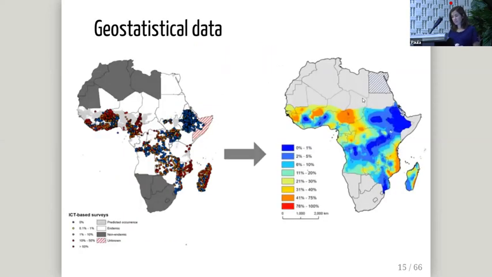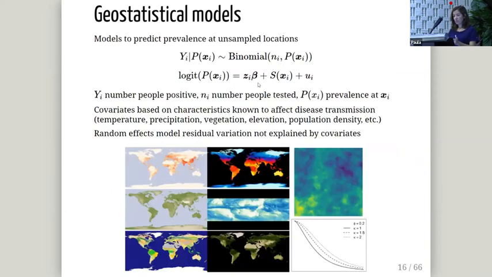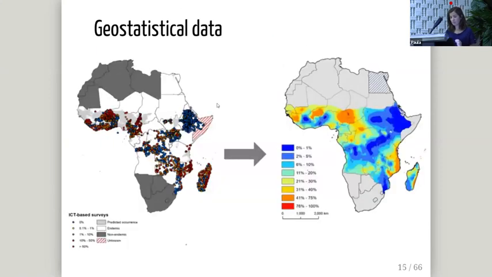Then in geostatistical data, we measure disease risk at specific locations, and we want to predict a spatially continuous surface of disease risk. We can use a model like this. Imagine that at each of these locations, we went and made a survey. So we recruited n i people. We did a test for the disease, and some people were positive and some people were negative for the disease.